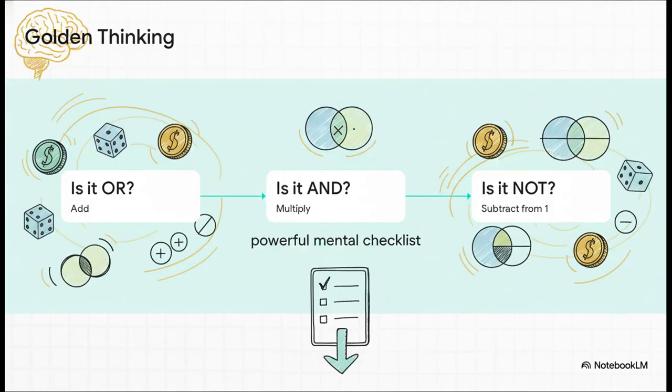Here's what you do. It's a simple but super powerful mental checklist I like to call the golden thinking method. Anytime you face a probability problem, just pause and ask yourself 3 questions. Number 1, is this an or problem? If it is, you know you're going to be adding, and you have to watch out for that double count. Number 2, is this an and problem? Okay, then you're going to be multiplying, and you better check for independence. And finally, number 3, is this a not problem? That's the easy one. You just subtract from 1. Seriously, this little checklist will guide you to the right answer almost every single time.